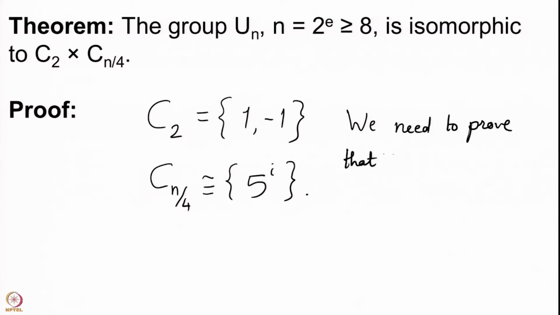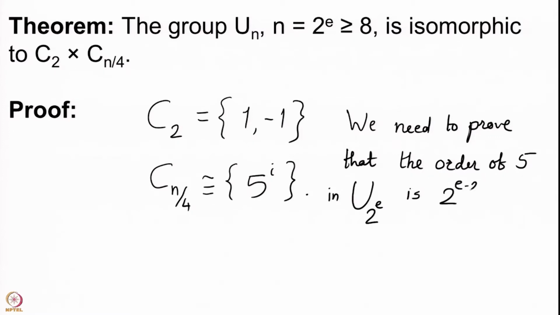that the order of 5 in U 2 power e is 2 power e minus 2. This is one thing that we will have to prove, and 5 power i is not equal to minus 1 for any i.